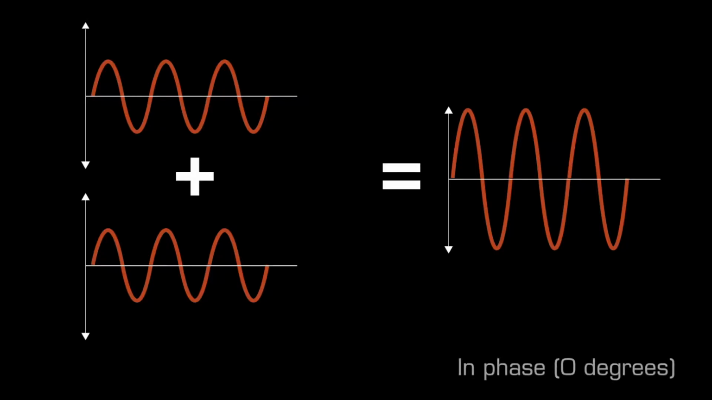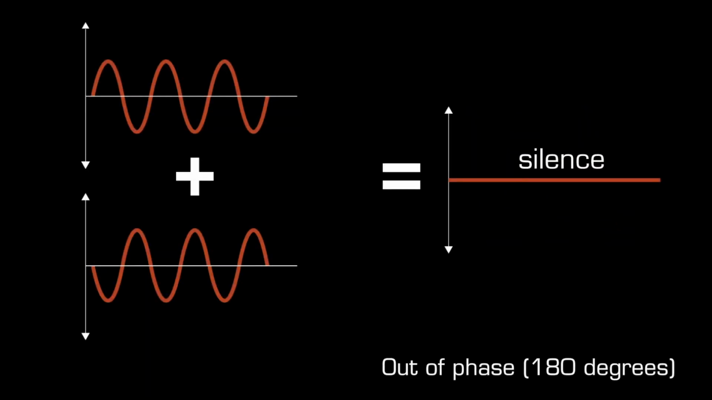These phase relationships can be expressed more precisely in degrees. Two in-phase signals are said to have a phase relationship of 0 degrees, whilst two completely out of phase signals have a phase relationship of 180 degrees.